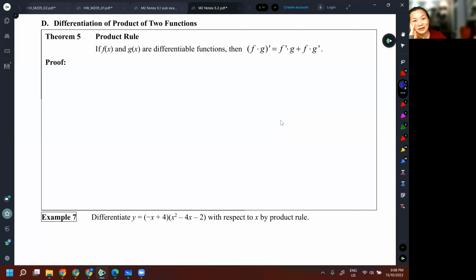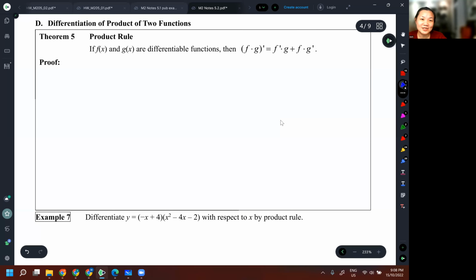Unfortunately, you would think, what is the product? You just differentiate them separately and then put them together. Then that's not... No, it's not. It's a more disgusting rule.